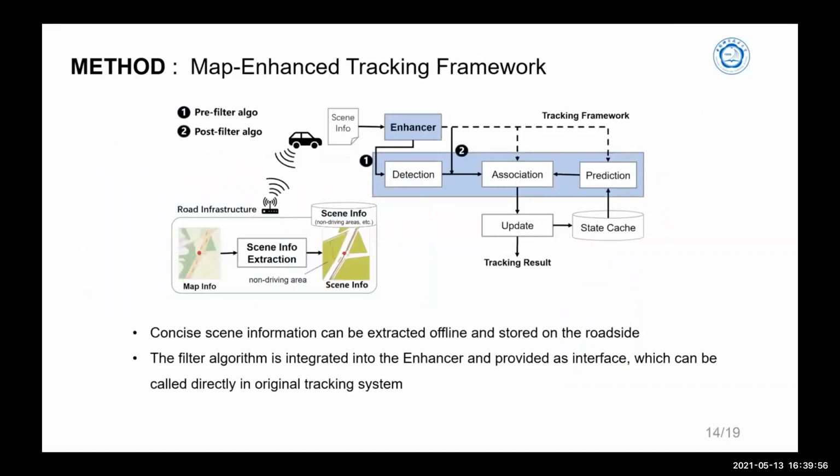This is the design of our map-enhanced tracking framework. Conscious scene information can be extracted offline and stored on the roadside. The same information will be provided to the vehicle as external support. The Enhancer is a core component designed to integrate the scene information into the autonomous system. The algorithm to use map information will be implemented in the Enhancer. In this paper, our filter algorithm is integrated into the Enhancer and provided as an application interface, which can be called directly in the original tracking systems.